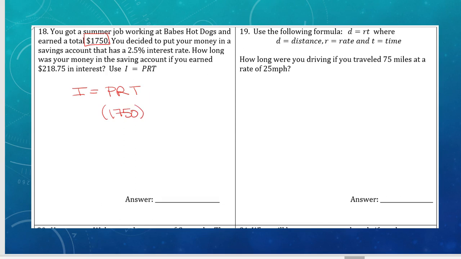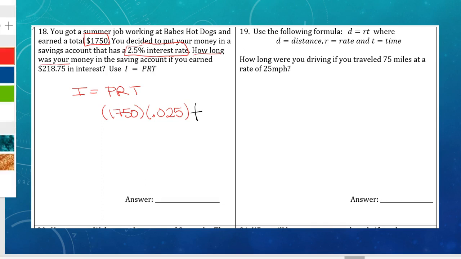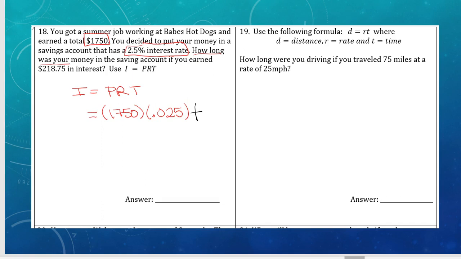Decided to put money in a savings account with an interest rate, so we know R, of 2.5%, and move that into decimal, and it's 0.025. My question is how long, so I do not know T. I do, however, know that the interest that was paid onto the account was $218.75.